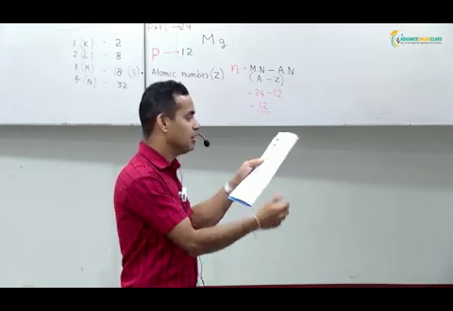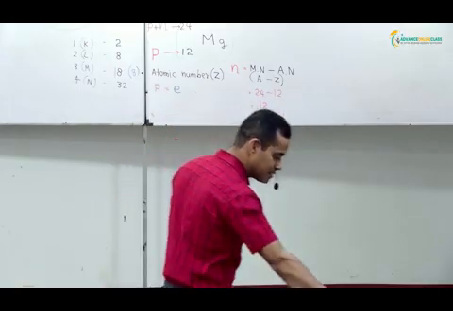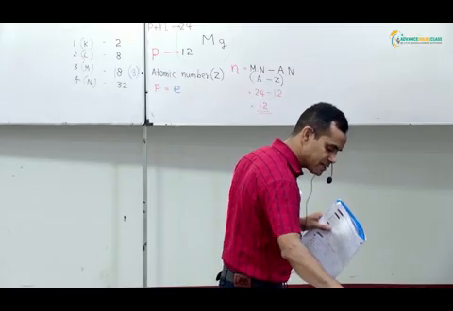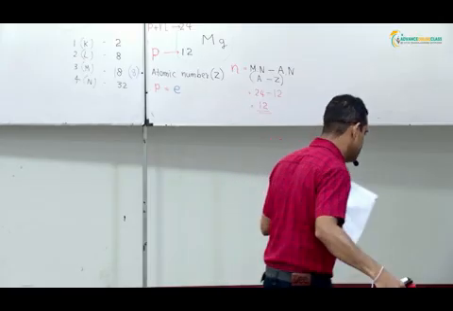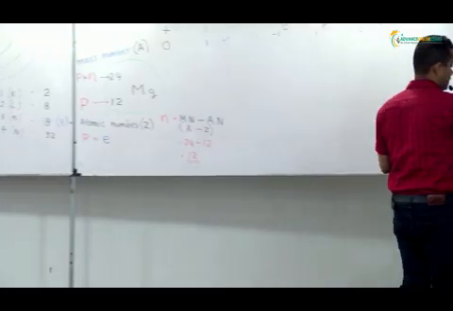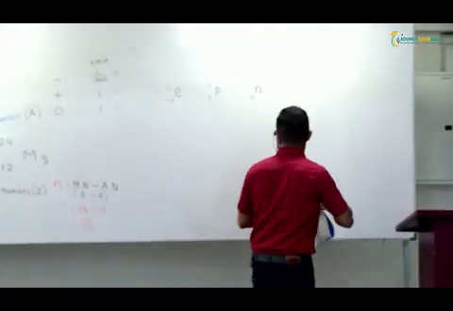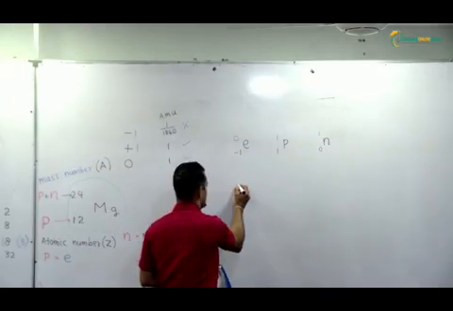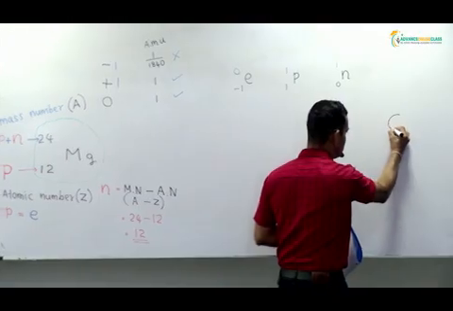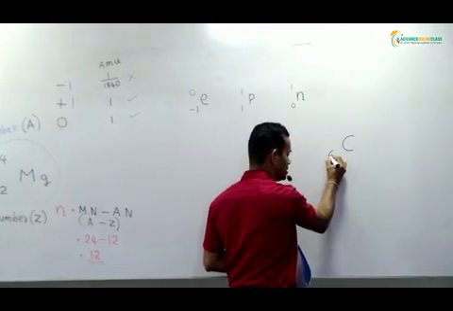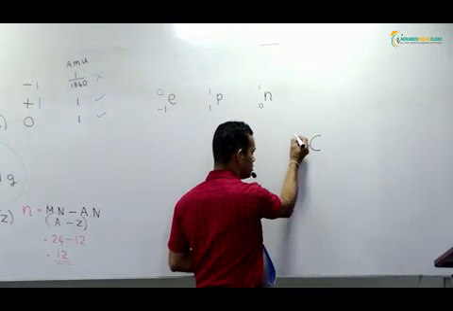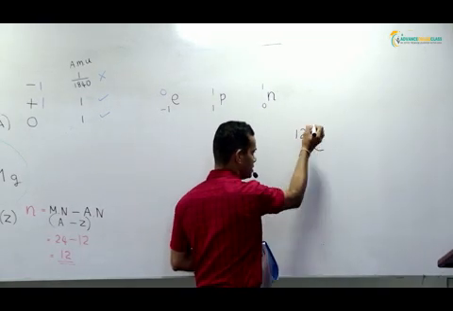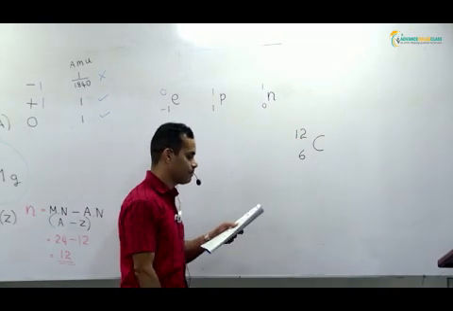Okay. How to write it? Carbon: left hand side down 6, left hand side up 12. Let me write it correctly. Right, this is how we write carbon. Carbon, 6 protons here, protons plus neutrons 12. 6 and 6, 12. It is here. That's the answer.